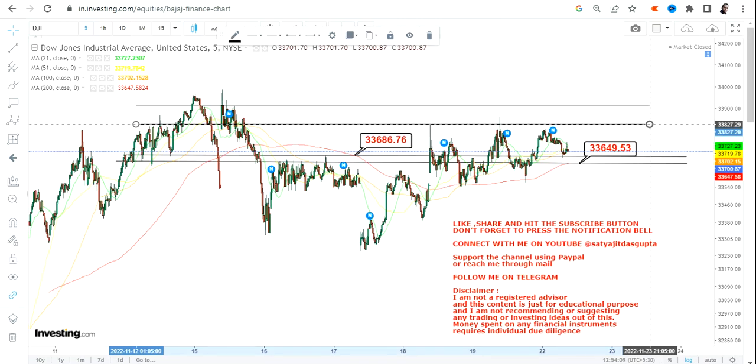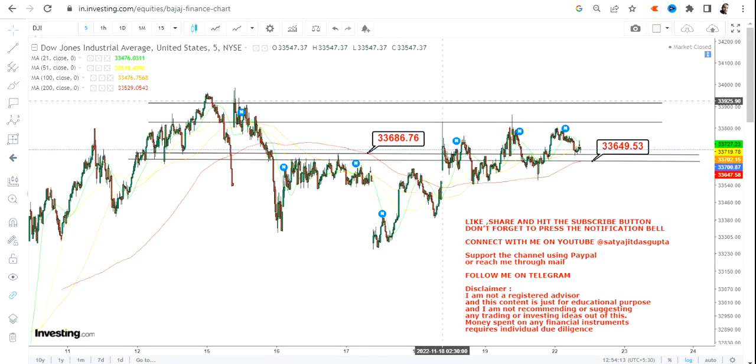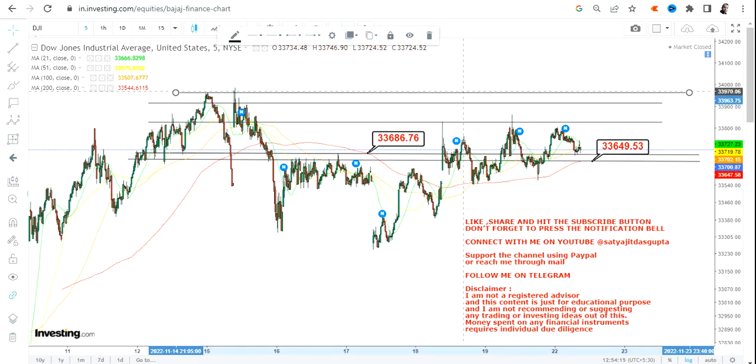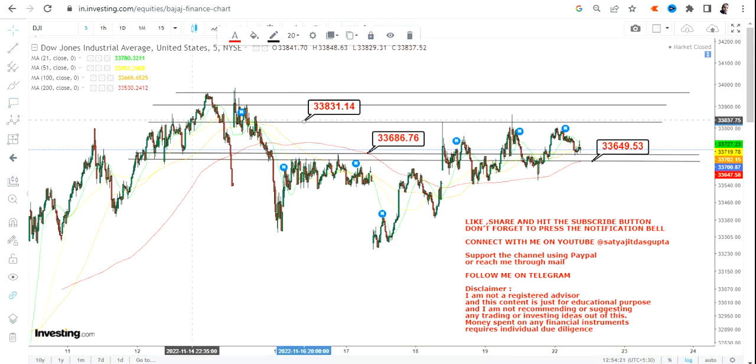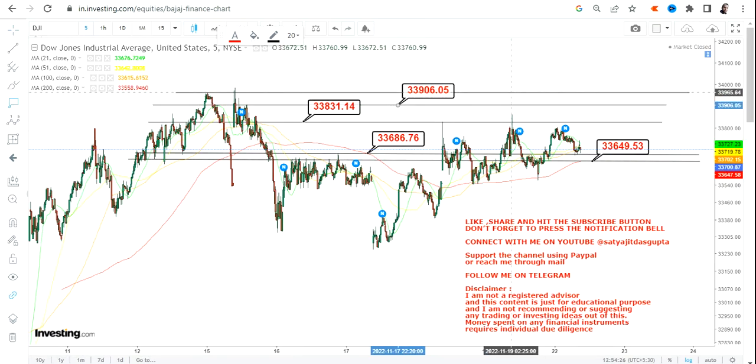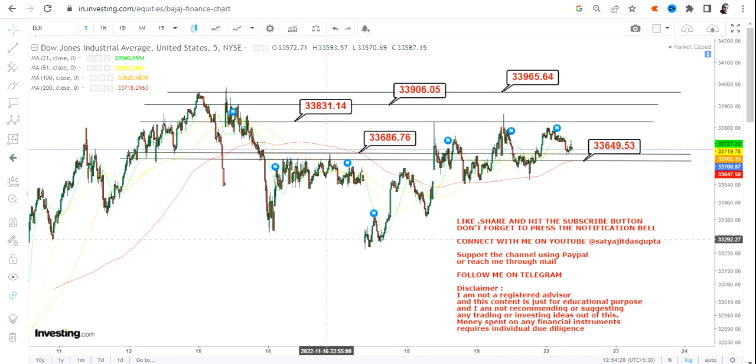Now talking about the upside, we have specific levels to be looked at. So going forward, if Dow Jones continues to sustain above 33,670, we have three specific targets. We have 33,830, we have 33,906, and 33,965 on the upside. So this is the scenario that we are looking at and expecting in these three indices as far as the next trading session is concerned going forward.